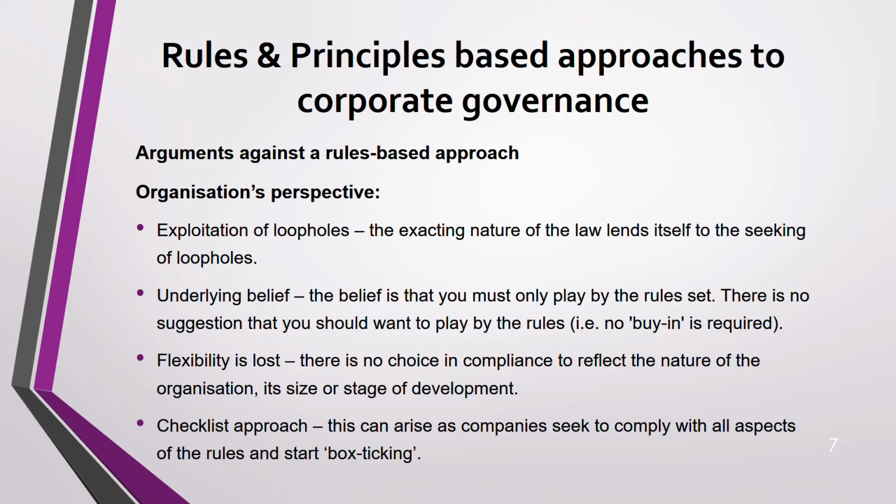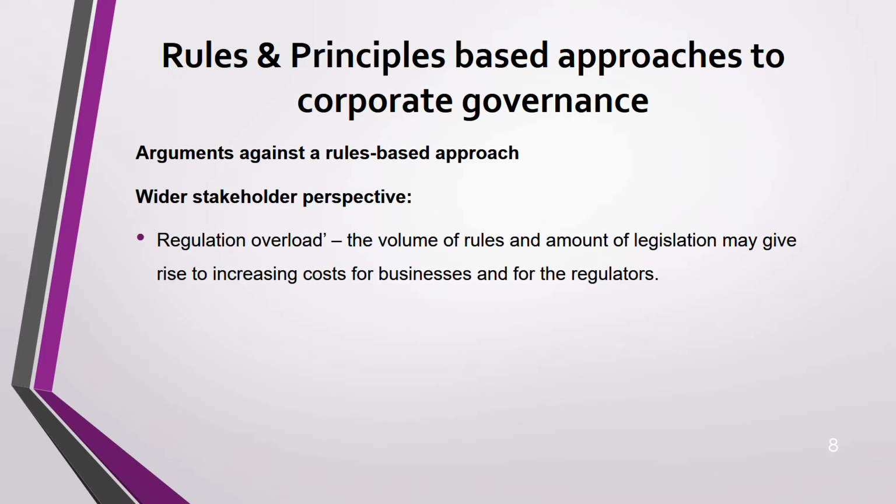Okay. Now coming to the wider stakeholder perspective. Why do they not support rule based? Number one, again, regulation is overload. When too many rules are there, it's very possible that there is a volume of rules. Okay. So volume of rules gives you cost. Business cost increases, both for the business as well as the regulators. Second, legal cost is there. Because why? To close the loopholes, some new legislation or new rules have to be made. For that, legal cost is there.